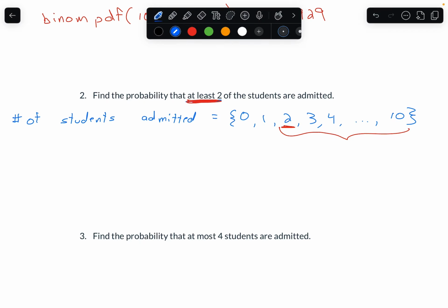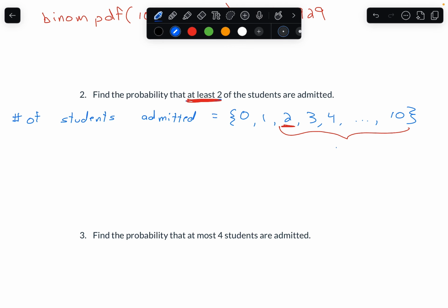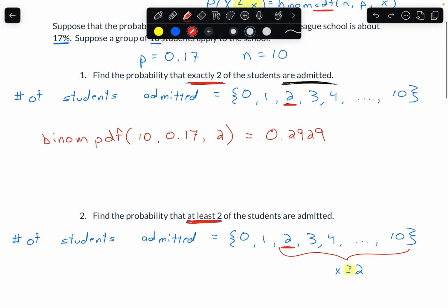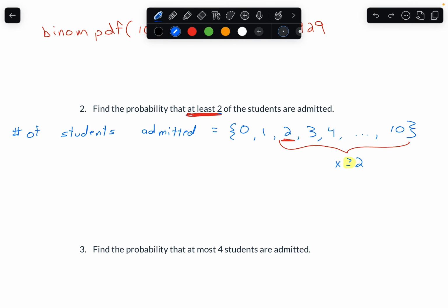Now, if I were to look at these values over here, these are all x values that are greater than or equal to 2. I'm going to try and use these greater than or less than signs. The graphing calculator won't do anything with this greater than or equal to. Remember, if we scroll back up and look at the CDF function, CDF only does less than or equal to. So we have to find a way to write that with a less than or equal to, in which case we would say, okay, well, that's really just the complement of what we want.